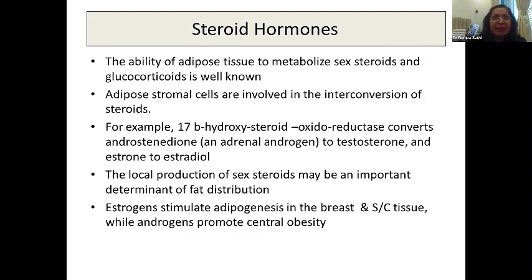Coming to steroid hormones. The ability of adipose tissue to metabolize sex hormones and glucocorticoids is well known. Adipose stromal cells are involved in the interconversion of steroids. For example, 17-beta hydroxysteroid oxidoreductase converts androstenedione, an adrenal androgen, to testosterone and estrone to estradiol. The local production of sex steroids may be an important determinant of fat distribution. Estrogen stimulates adipogenesis in the breast and subcutaneous tissue, whereas androgens promote central obesity.